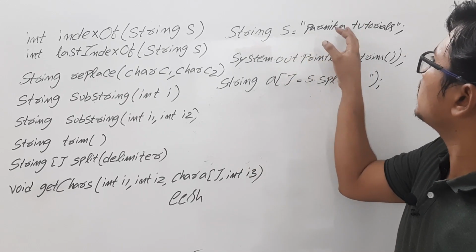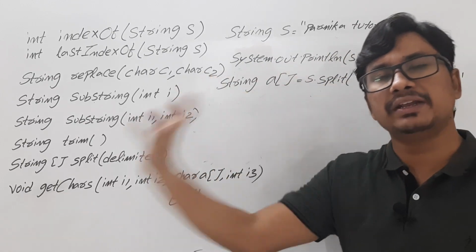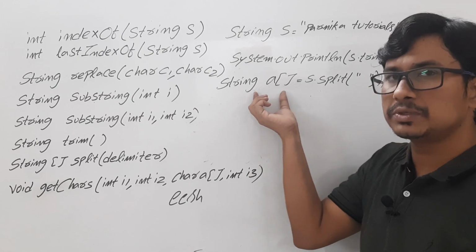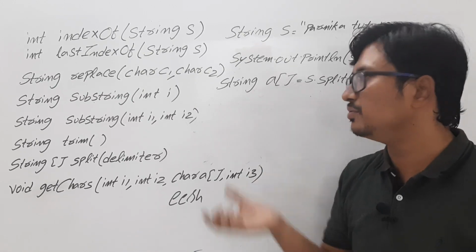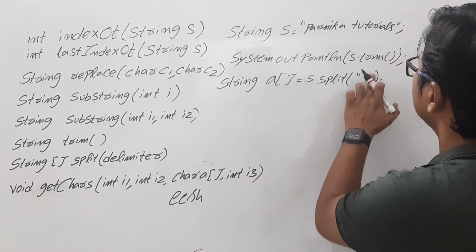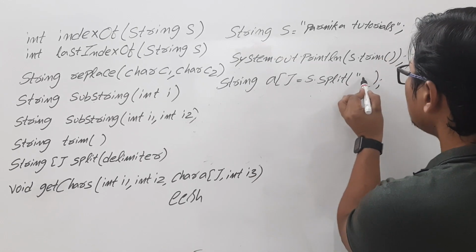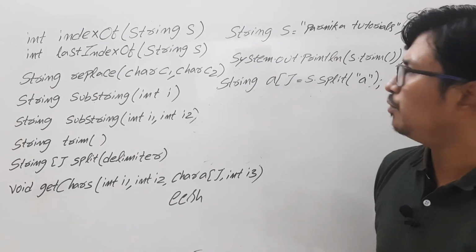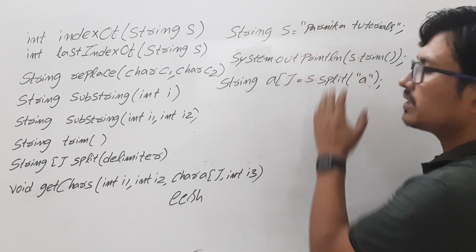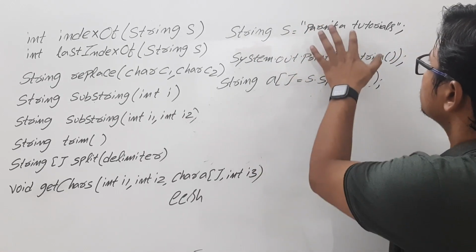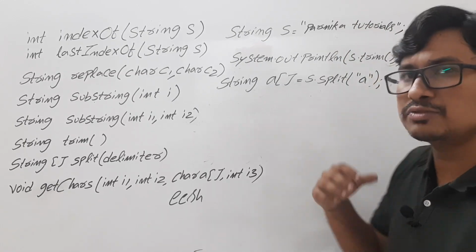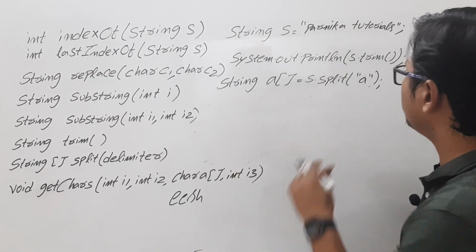Suppose we take Parnika, then a space is there. Then it will take Parnika as one substring and tutorials as another substring. Both substrings will be stored in the array called a, which is of type String. Are you able to understand? Suppose in place of space you give "a": whenever a is there, it will cut it. "P" will be one, "rnik" will be another, the space, "tutori" will be another, and "ls" will be another one. Is it clear? I hope you have understood.